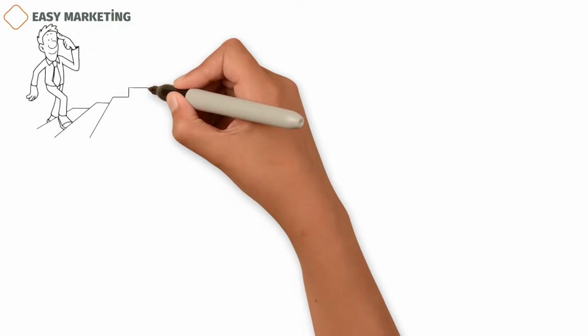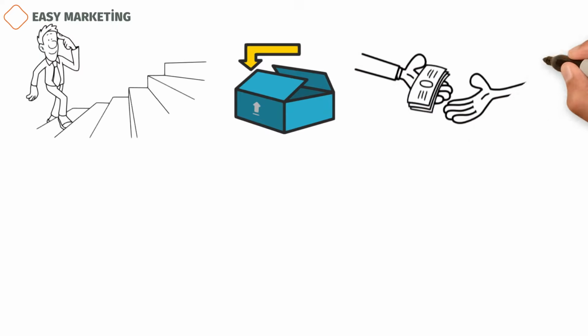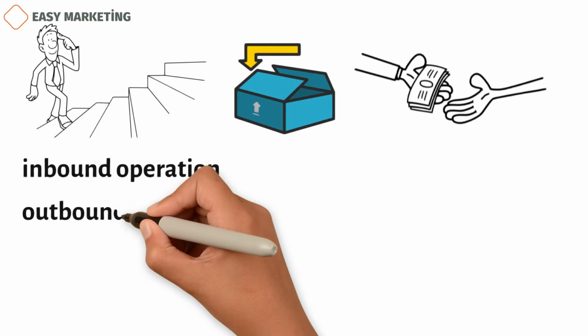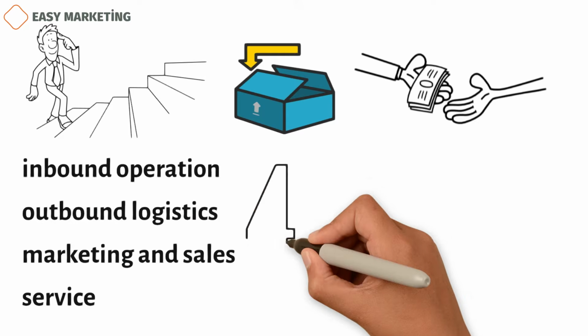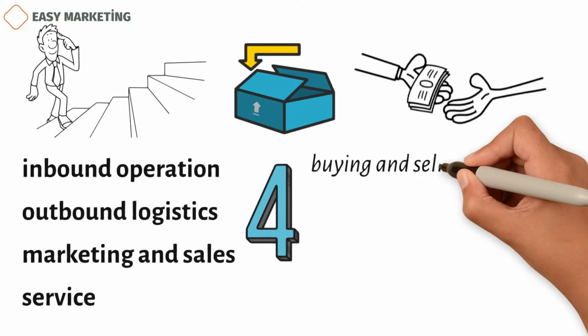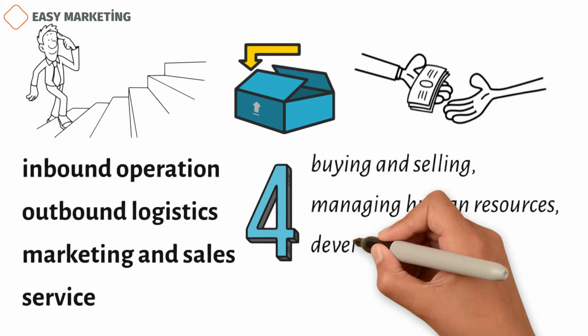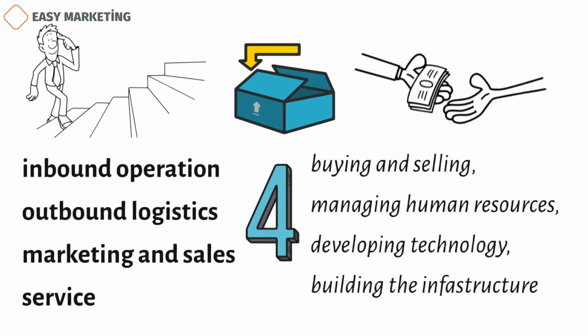A value chain is a way to think about all the steps a business takes to make a product or service, from getting the materials to selling it. The main parts of the value chain framework are inbound operations, outbound logistics, marketing and sales, and service. There are also four secondary activities: buying and selling, managing human resources, developing technology, and building the infrastructure of the company.